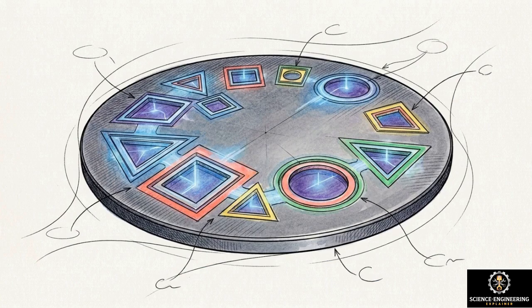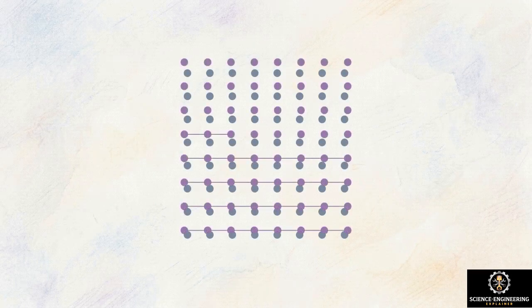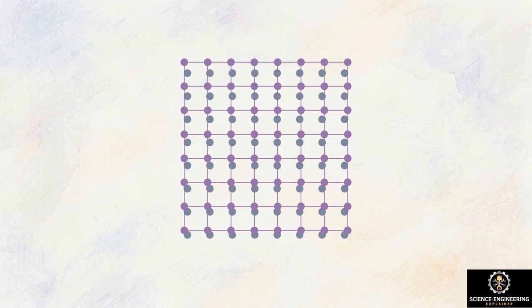Monolithic integration requires all active and passive components to be fabricated on a single continuous semiconductor substrate to eliminate packaging parasitics. By keeping everything on chip, monolithic designs eliminate packaging overhead, providing a path toward terabit scale data rates. The obstacle to monolithic integration is the chemistry. Direct heteroepitaxy, growing III-V materials directly on top of silicon, faces a severe lattice mismatch of roughly 4%. To grow these materials, the wafer is heated to over 800 degrees Celsius.